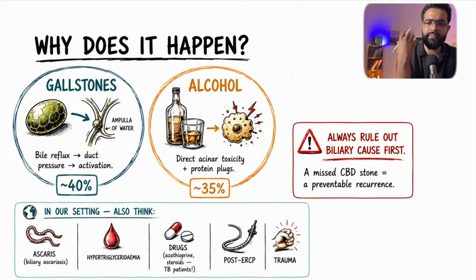Alcohol does something different. It's toxic directly to the acinar cells. It also causes protein plugs in the small ducts, micro-obstruction. The exact mechanism is still debated, but the clinical outcome is the same, autodigestion.